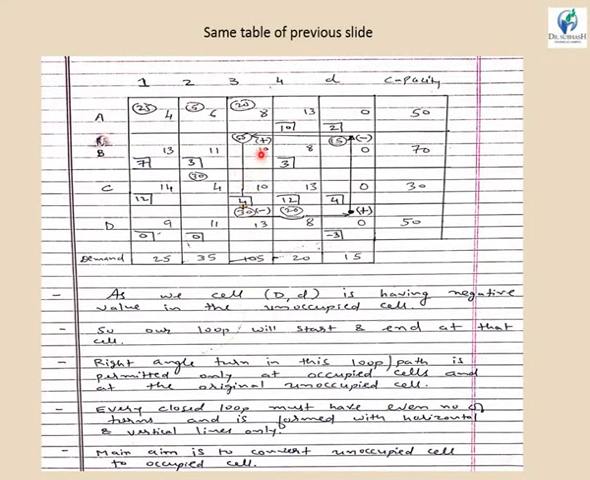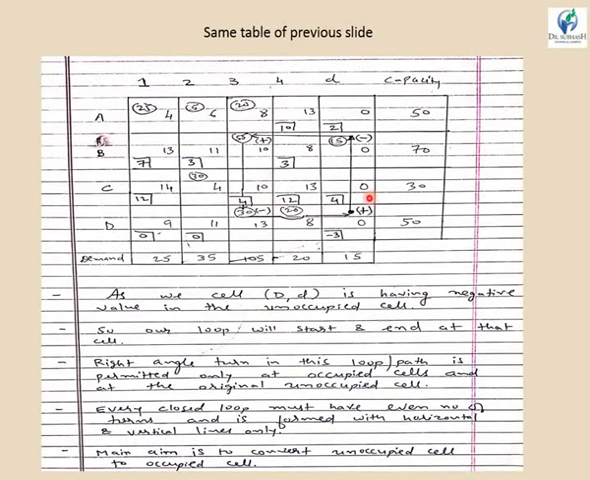So now again the sign is altered from plus, it becomes now minus. Now there is one occupied cell in between, so I am bypassing it. You can bypass any number of occupied cells. So I have bypassed and I have reached the starting point of the loop. So my loop is now ended over here.